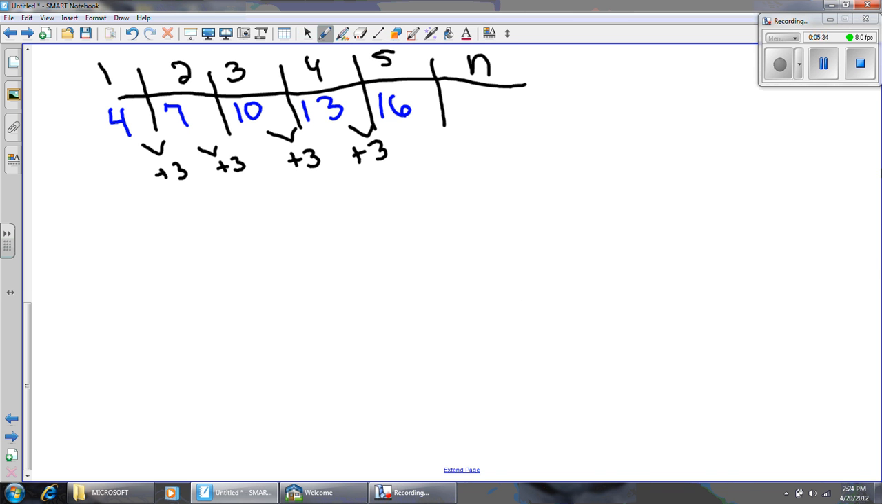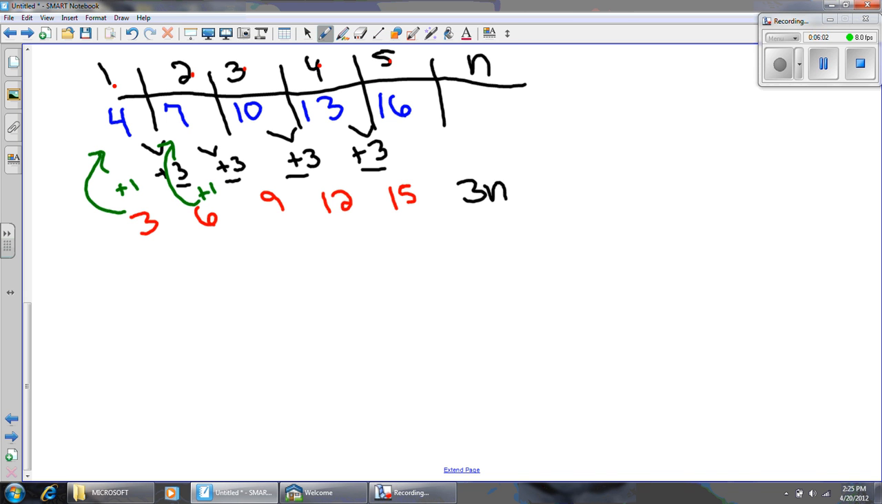So, what does it mean that it's going up plus 3 every time? Well, if it's going up plus 3 every time, that means the pattern is something like 3n. Now I'm going to plug in these black numbers in for n. I'm going to substitute them in, and I'm going to get 3, 6, 9, 12, and 15. And then I'm going to compare them. How do I turn 3 into 4? Well, I've got to add 1. How do I turn 6 into 7? I have to add 1. How do I turn 9 into 10? I'm going to add 1. How do I turn 12 into 13? I'm going to add 1. The formula must be 3n add 1, or 3n plus 1.